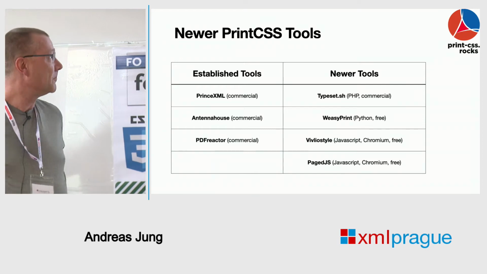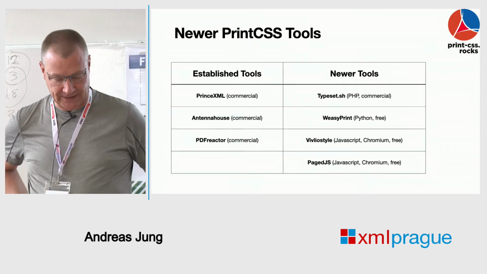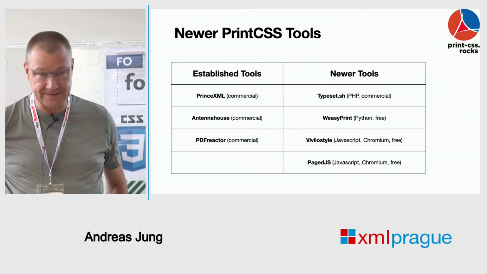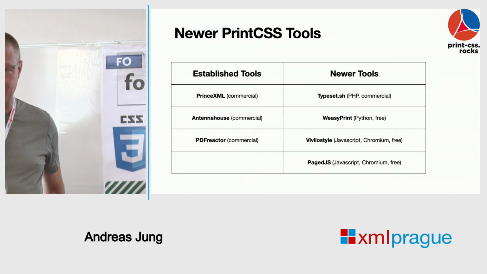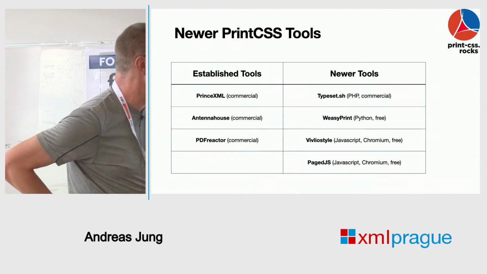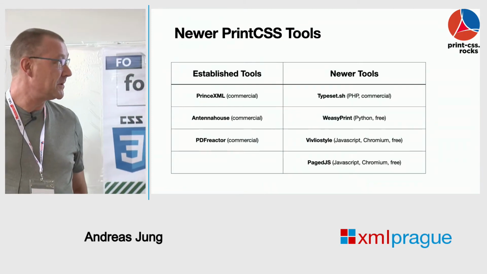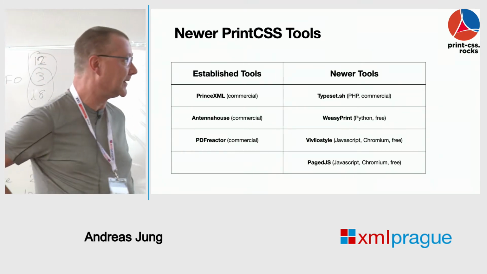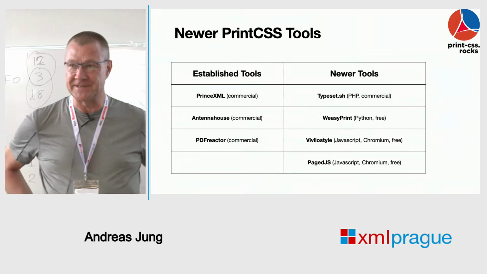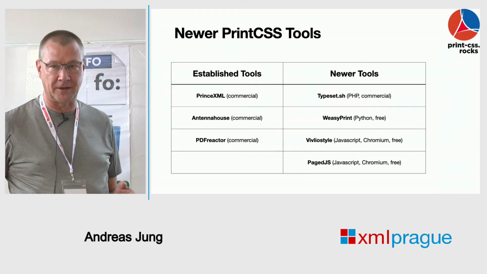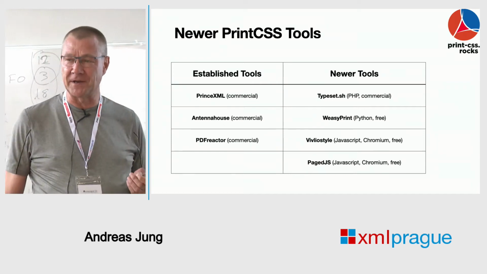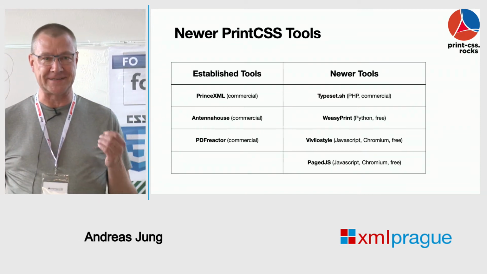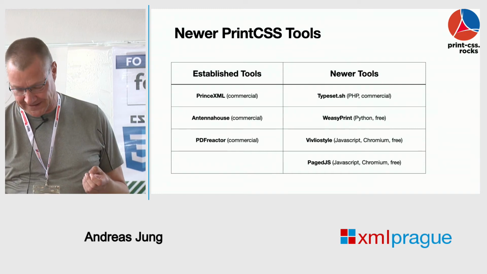So most of you know the established tools like PrinceXML, Antenna House, and PDF Reactor, which are around since many years, some already since 20 years. But over the last 2 or 3 years, we got some new tools like typeset.sh, which is a PHP-based implementation of the Print CSS standard. There's WeasyPrint, which is Python-based, also VivliStyle and Paged.js. Some of these tools exist a bit longer, but most of them over the last 2 or 3 years made significant progress with regard to functionality and with regard to implementing the CSS standard by the W3C.